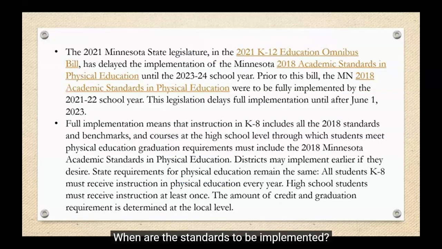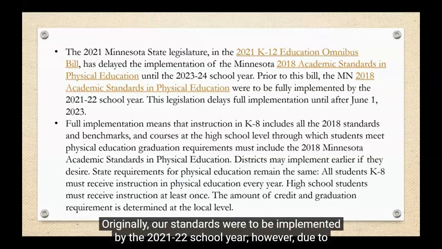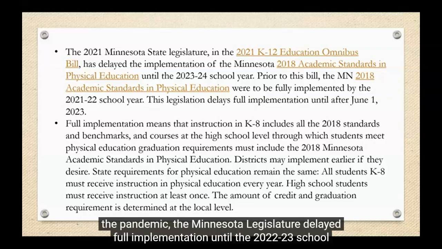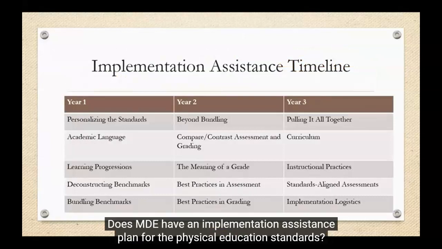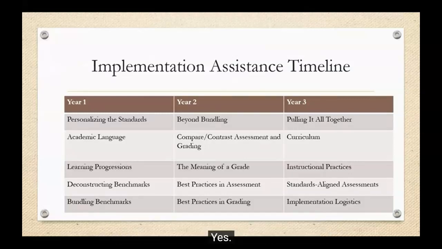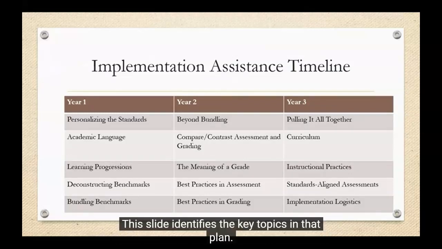When are the standards to be implemented? Originally, our standards were to be implemented by the 2021 to 22 school year. However, due to the pandemic, the Minnesota legislature delayed full implementation until the 2022 to 23 school year. Does MDE have an implementation assistance plan for the physical education standards? Yes. This slide identifies the key topics in that plan.